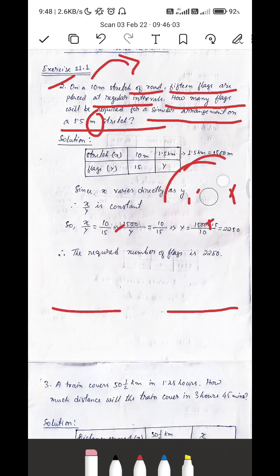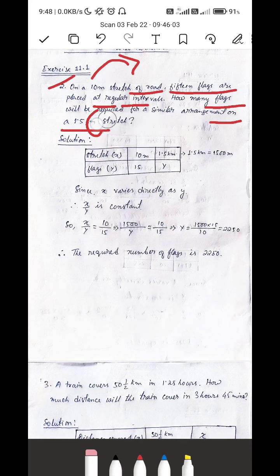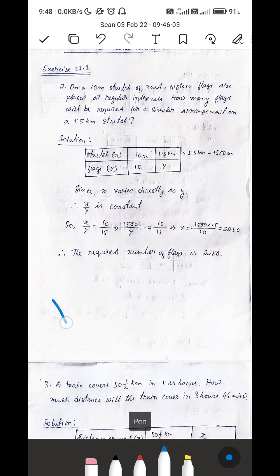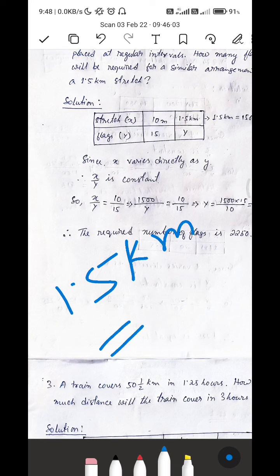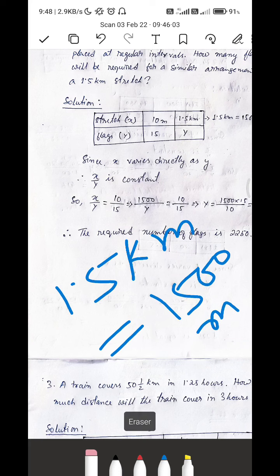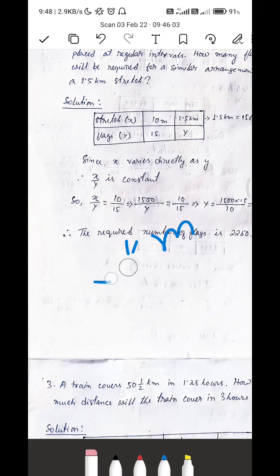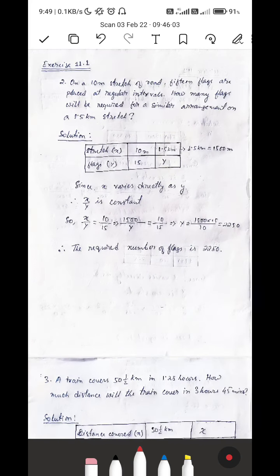Okay. So we know that 1 kilometer is equal to how much? 1000 meters. So 1.5 kilometer is going to be equal to 1.5 multiplied by 1000, which is none but 1500 meters. Okay, I hope you understood this portion. We have just multiplied 1.5 kilometer with 1000 in order to convert it from kilometer to meter. Now next question.